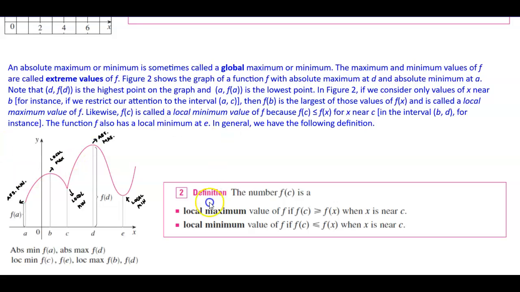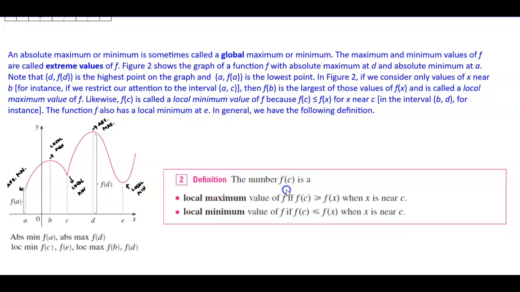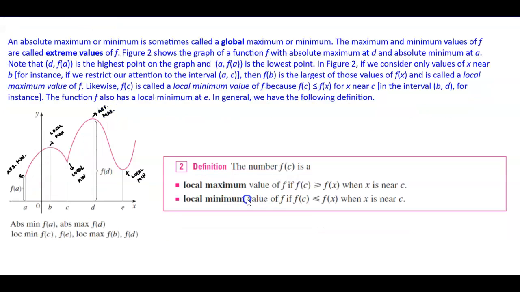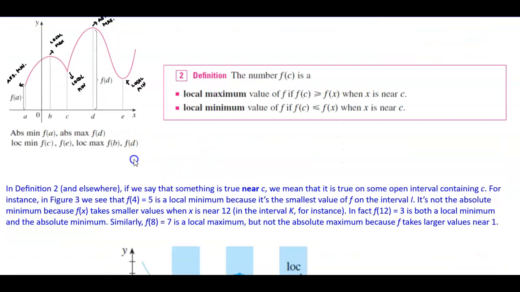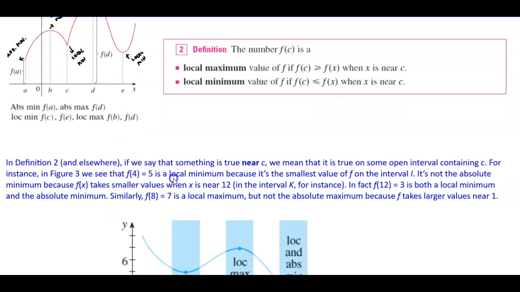And therefore the other peak is the local max. So the definition: the number f(c) is a local maximum value of f if f(c) is greater than or equal to f(x) when x is near the value of c. And it's a local minimum value of f if f(c) is less than or equal to f(x) when x is near c. Now in Definition 2 and elsewhere, if we say that something is true near the value of c, we mean that it is true on some open interval containing the value of c.